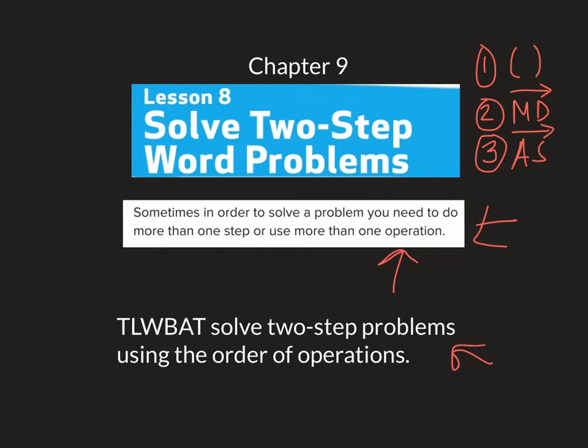So today we're going to be working on solving two-step problems using the order of operations. So that's this right here. It says parentheses, do it first, multiplication, division, then addition and subtraction. Both of those are from left to right, just like how we are reading. So let's get started.